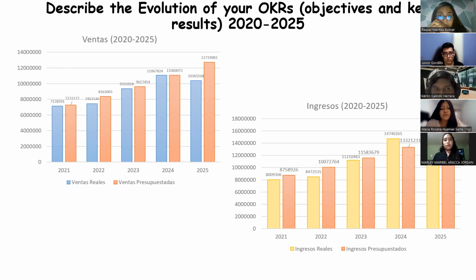However, in 2024, the budget amount was significantly exceeded. Making a comparison of the income in the same way, in the years 2021, 2022, 2023, and 2025, the planned budget was not reached, but in the year 2024, it was possible to exceed this amount, which means that in this period, a great achievement was made and the planned objective was achieved.